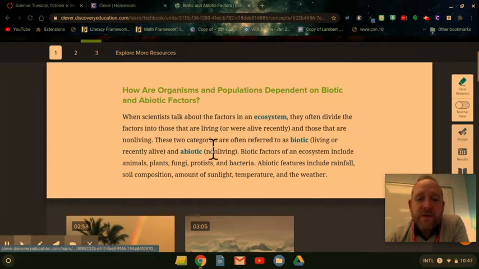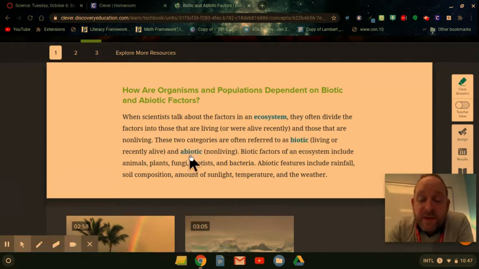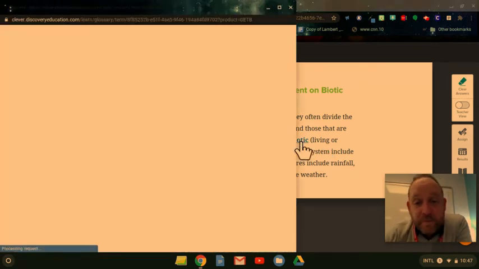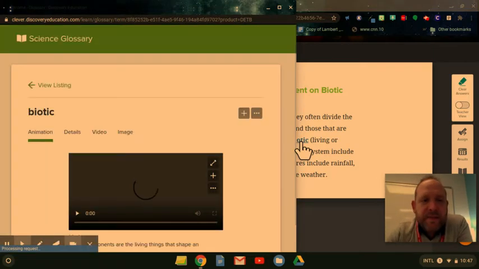Today we have two new words, biotic and abiotic. These are the two words that we're going to add to our 3-ring binders in our vocabulary section today. And what you will do when you are looking up these vocab words, because I'm not going to give you all the definitions all year, is go to the word and click on it. So here I'm clicking on biotic. It takes just a second to pop up.